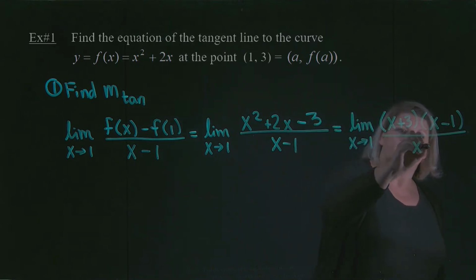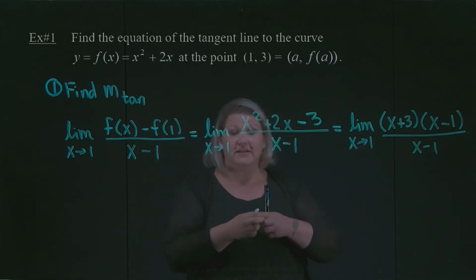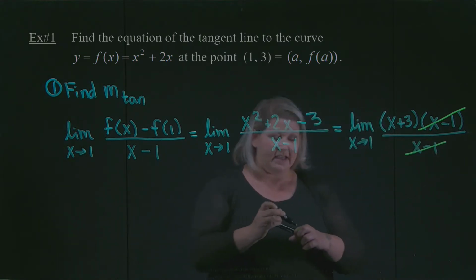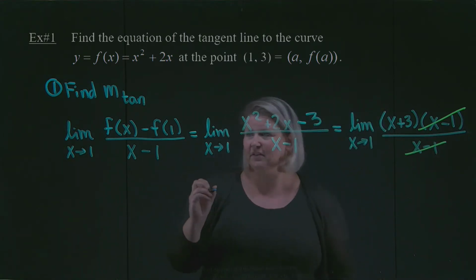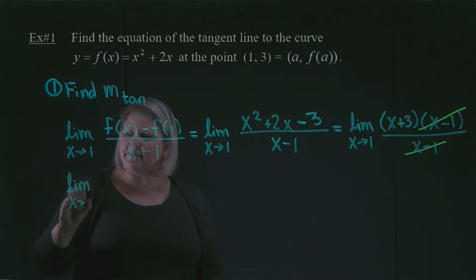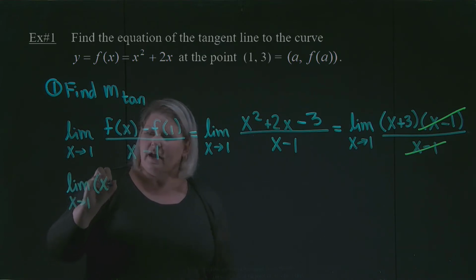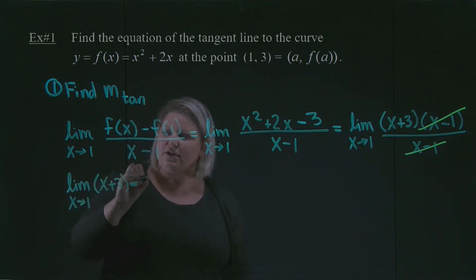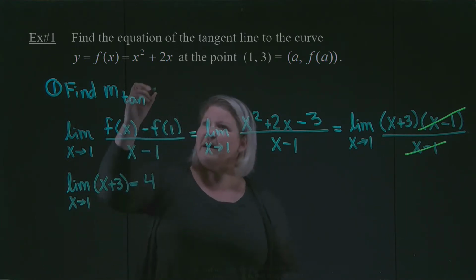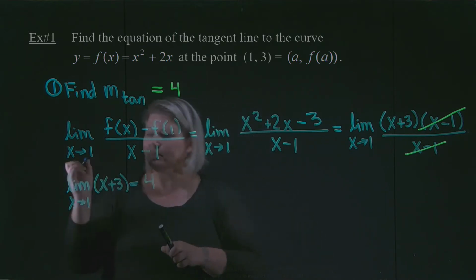And then I'm going to factor the denominator. I'm sorry, I don't need to factor. It's already factored. But I can see that these two will cancel, which is excellent, which means that I can find the limit now. The limit as x approaches 1 of x plus 3 is going to be 4. All right, perfect. That means I found my slope of the tangent. My slope of the tangent is 4.